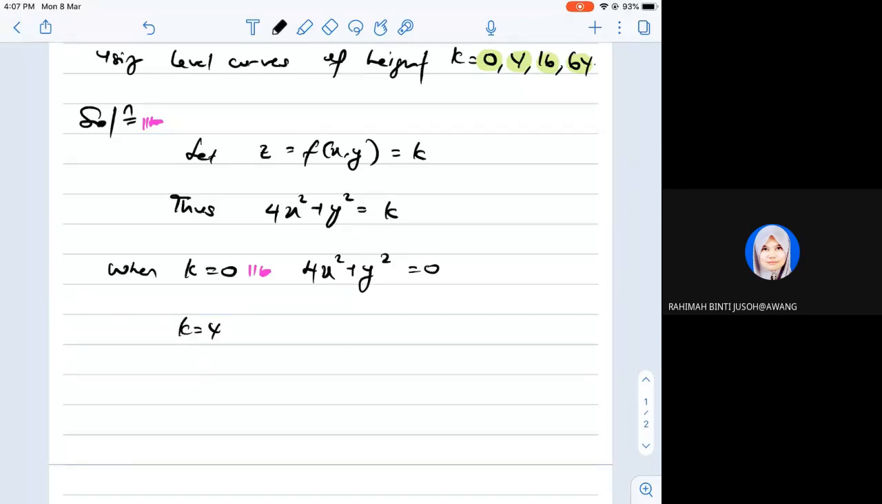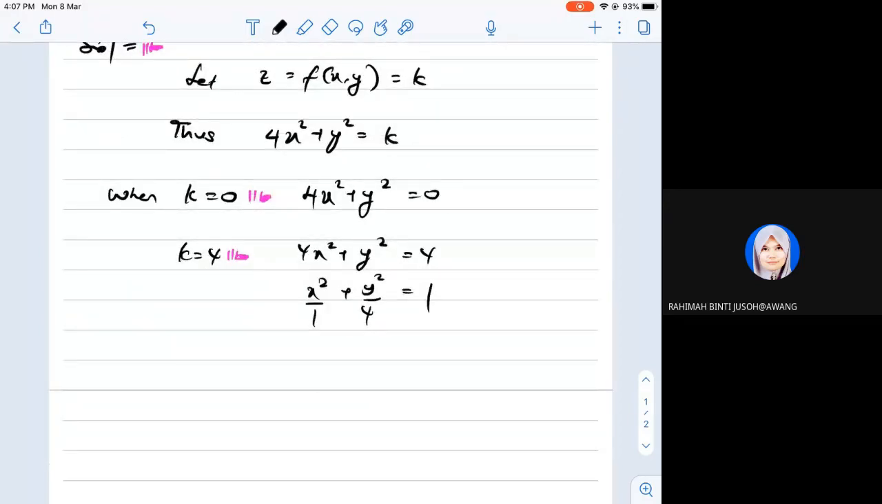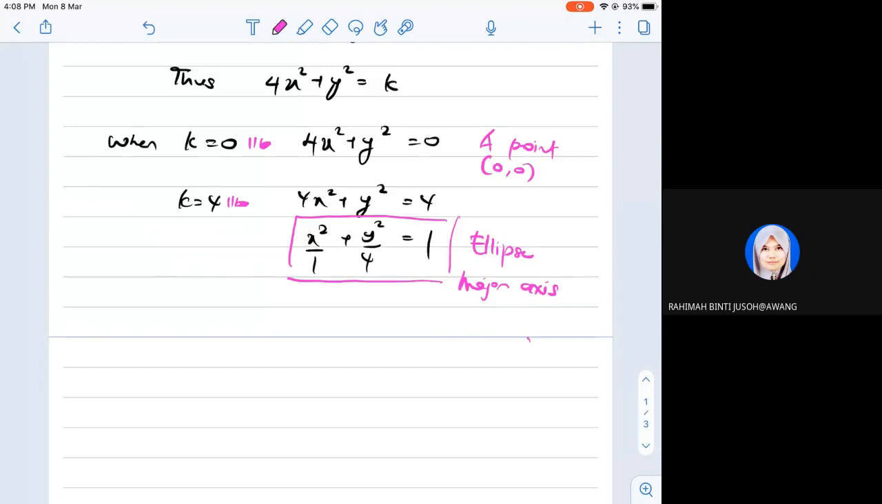Now proceed, k equals to 4. Then we will have 4x squared plus y squared equals to 4. So if we divide everything by 4, we can have x squared over 1 plus y squared over 4 equals to 1, like this. Okay, so this equation is representing a what, guys? Ni sebenarnya apa? Tadi a point, titik at 0, 0. Yang kedua ni, it should be a what? Ellipse, right? It should be an ellipse. Yes, very good, ellipse. So what's the major axis? X or Y? Y. Okay, well done. So our ellipse should be vertically longer. Okay, major axis is Y.